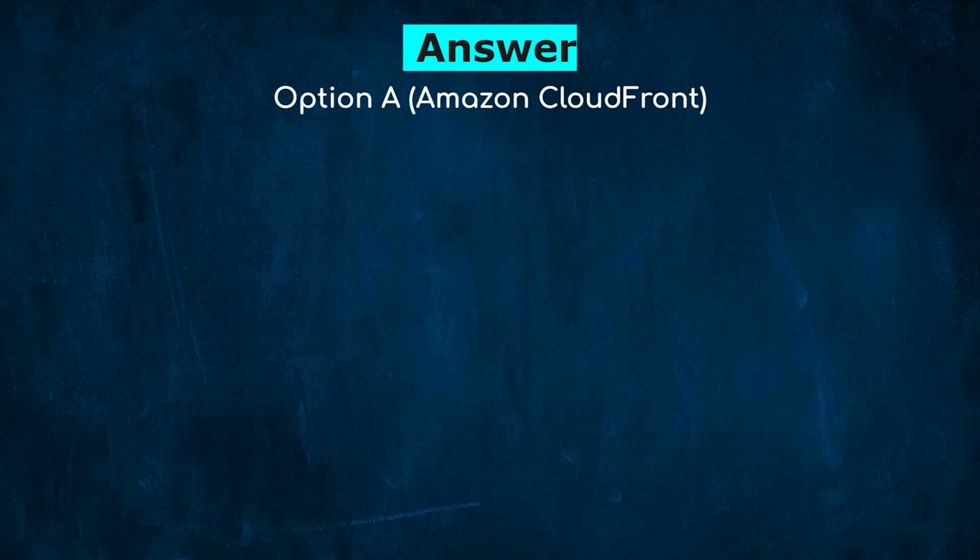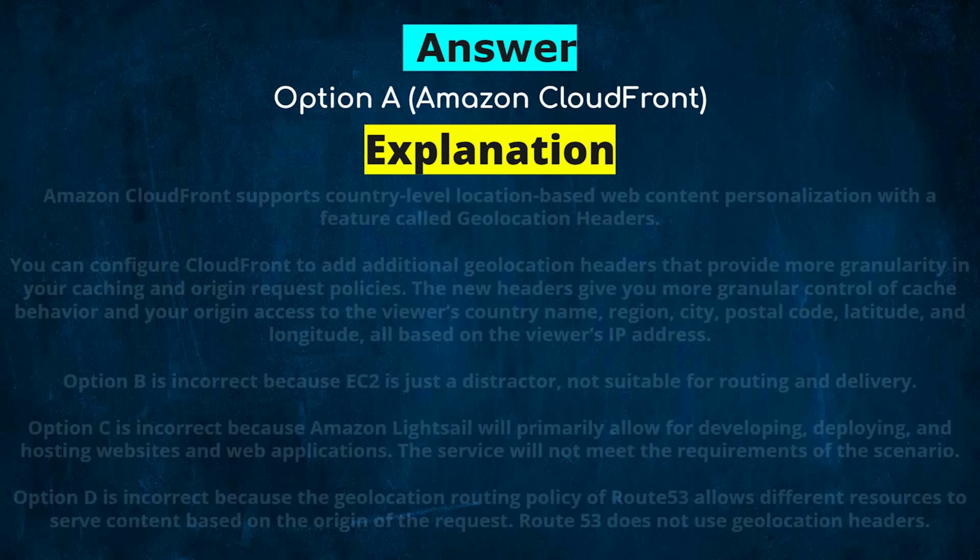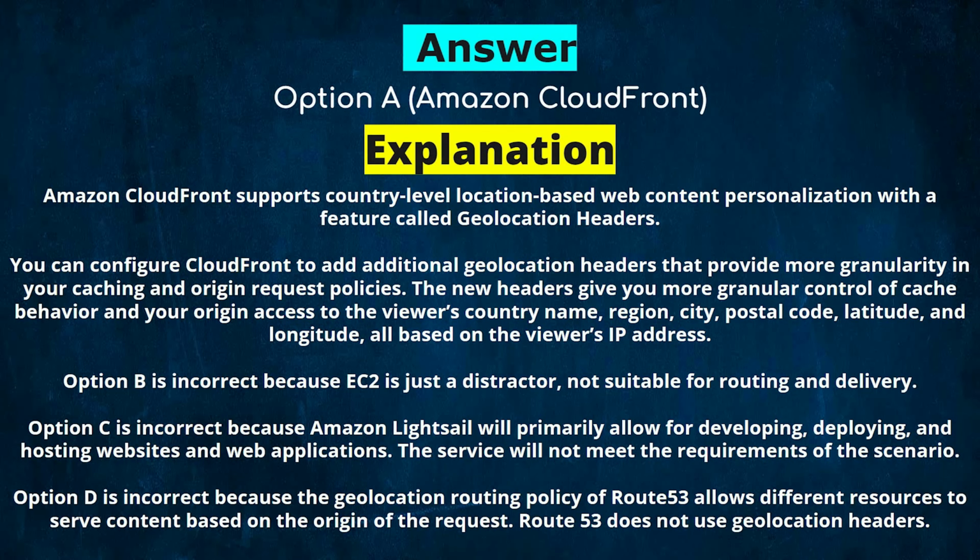Amazon CloudFront. Explanation. Amazon CloudFront supports country-level location-based web content personalization with a feature called geolocation headers. You can configure CloudFront to add additional geolocation headers that provide more granularity in your caching and origin request policies. The new headers give you more granular control of cache behavior and your origin access to the viewer's country name, region, city, postal code, latitude, and longitude, all based on the viewer's IP address.